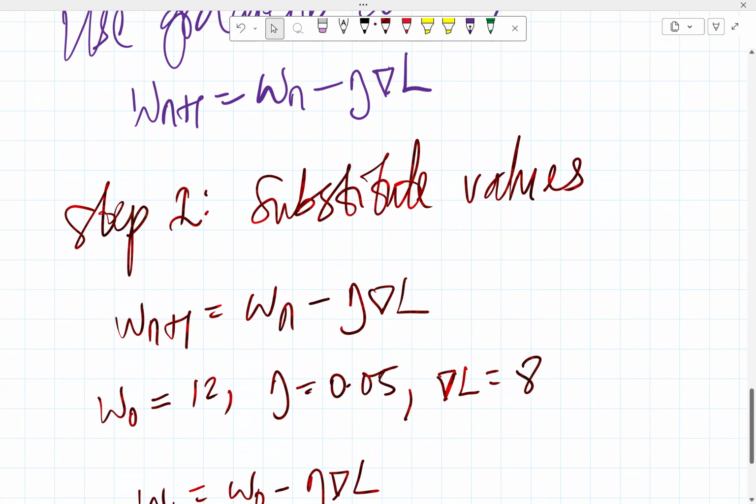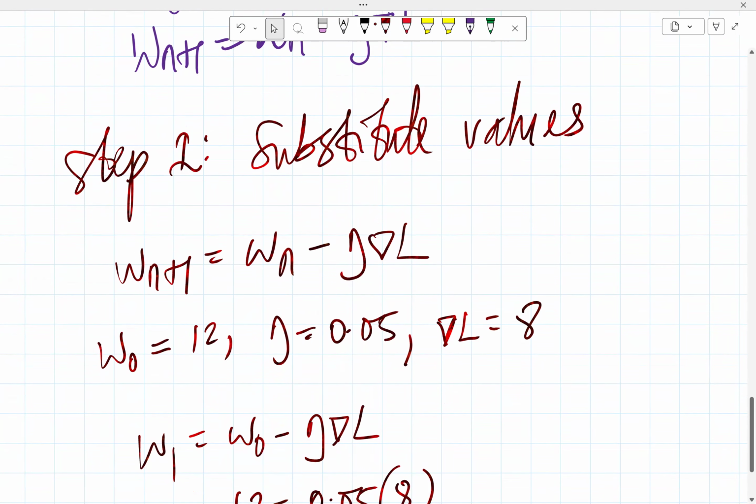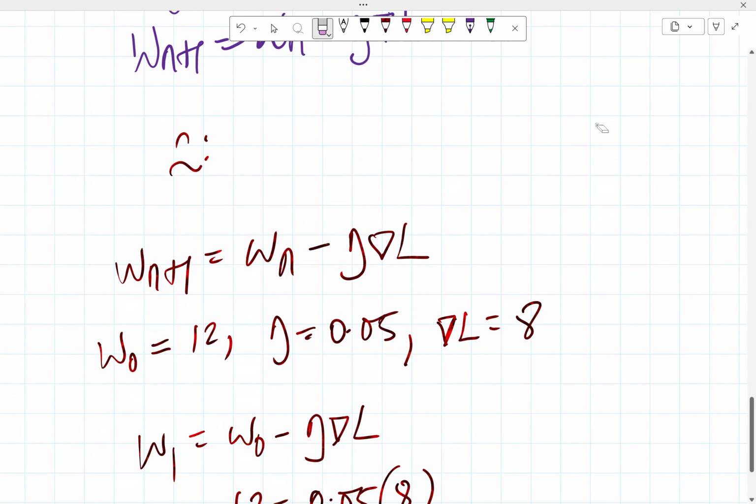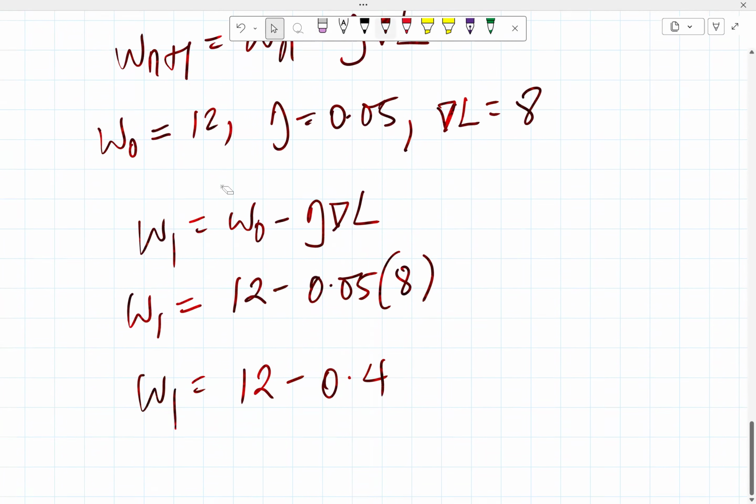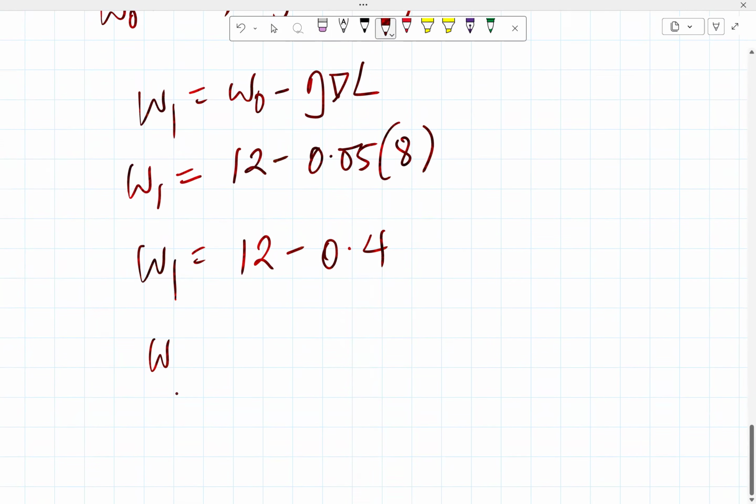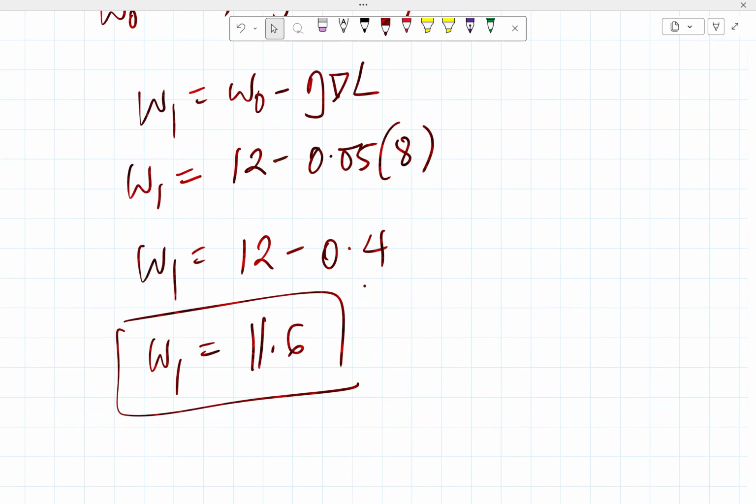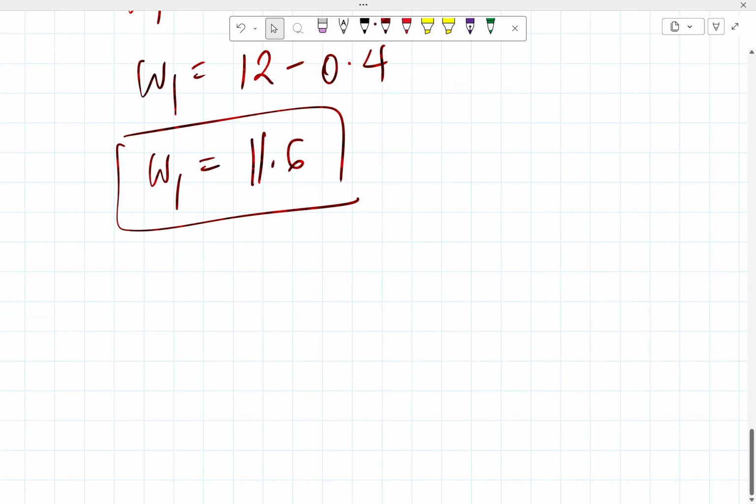Step 2, we are computing the learning rate times gradient. So W_1 now is 12 minus 0.4, which is 11.6. That's the new value of the parameter. And then we keep going, we can keep going and going. Now the question is, why does this matter? We have 11.6 in this case as our final answer, just one step, but we can keep going if we need to do more steps.